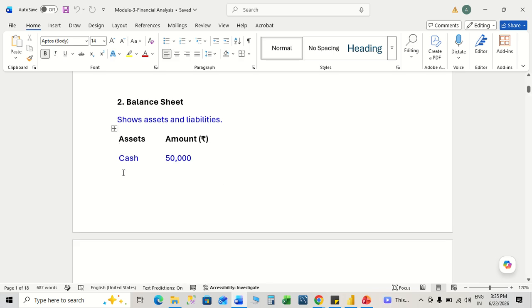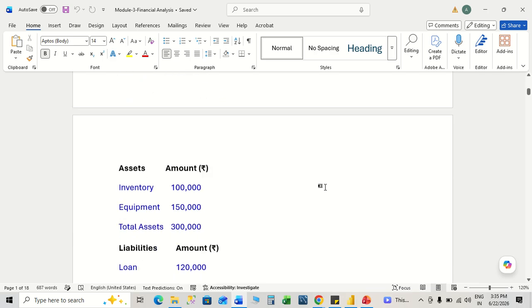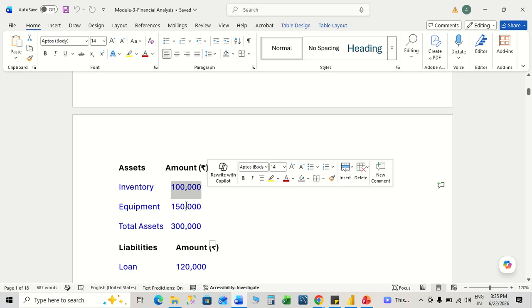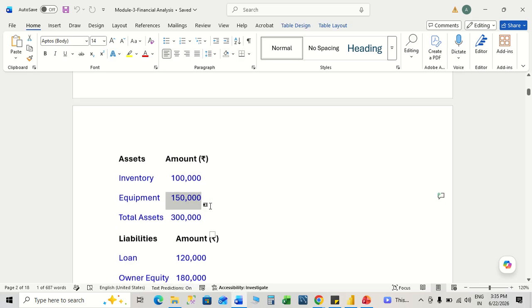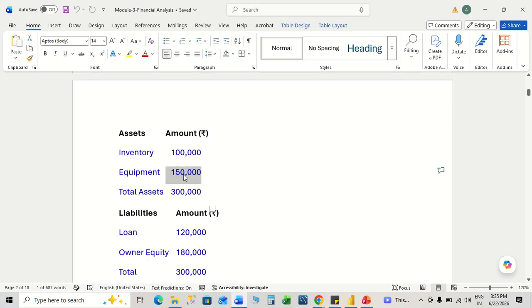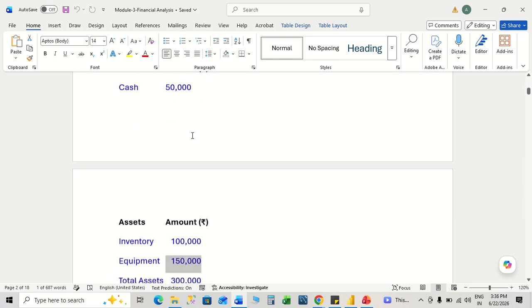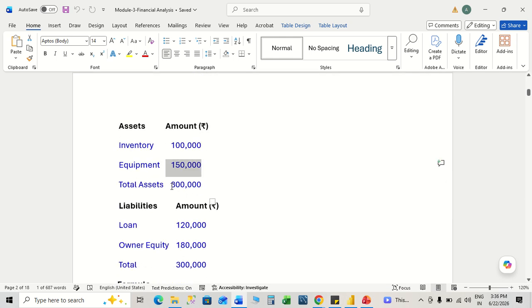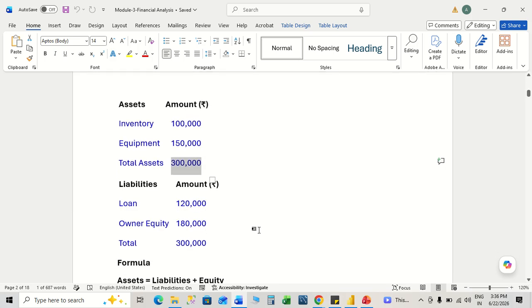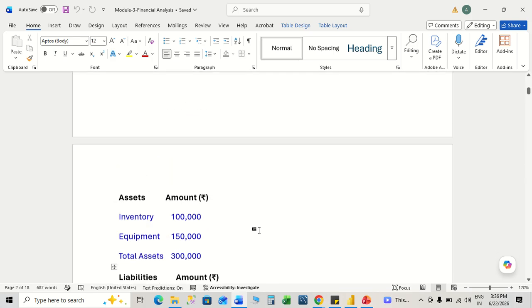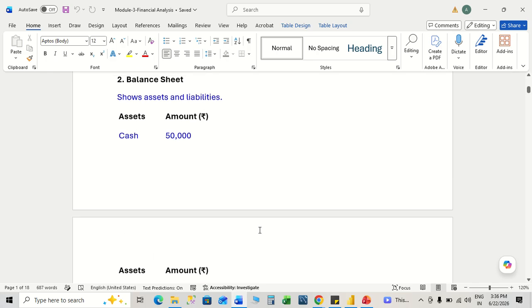So assets are cash, let's suppose 50,000, then inventory 1 lakh, equipment 150. So total asset is the sum of all the assets. Then what is the liability? Since you are from the finance background, you already know asset means we get the payment from something.